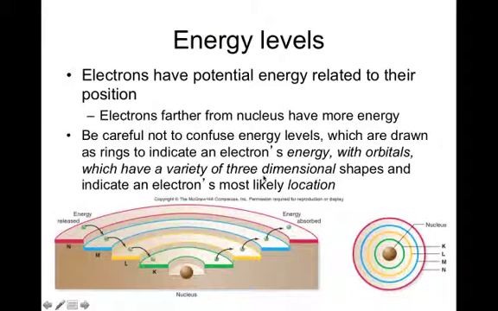Let's look at energy levels. Electrons have potential energy, and it's related to their position. So electrons farther from the nucleus have more energy. Remember, it's the force of the positive charged protons in the nucleus that draws the electrons in. So much like pulling on a rubber band, if you pull the electron away from the nucleus, it takes investment of energy. We may be able to move them to a higher energy level.